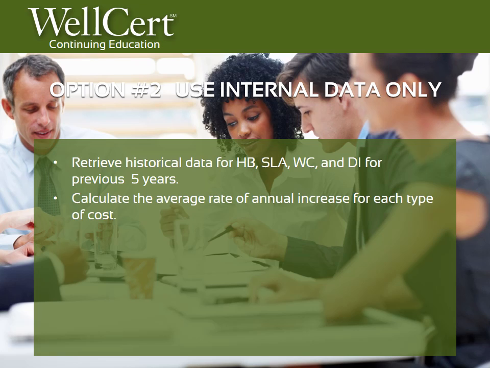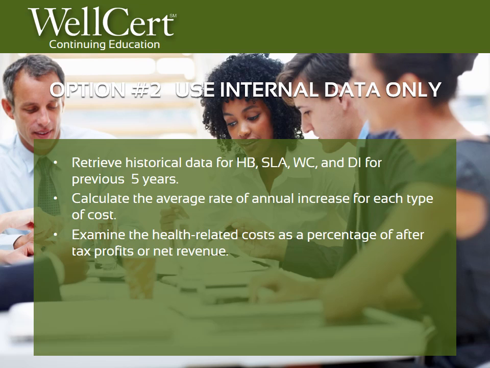You can also calculate the average rate of annual increase for each type of health cost. So that would be looking forward and or looking back and seeing what that average rate of annual increase is and then projecting that forward. You can examine the health-related costs as a percentage of after-tax profits or net revenue if you're in the public sector or the nonprofit sector. So that idea is you're looking at the worker health-related costs, and you're comparing it to the financial viability, the financial performance of the organization.